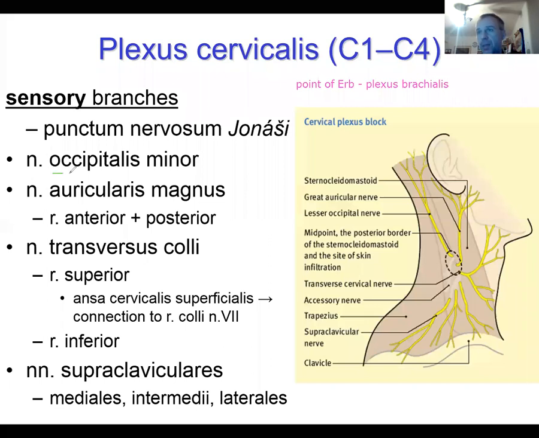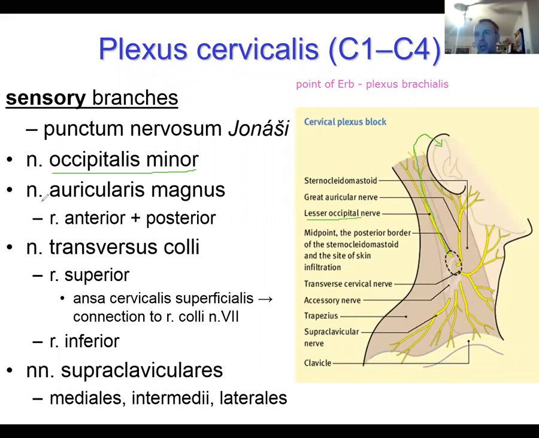So first of them is the lesser occipital nerve. The lesser occipital nerve, when it emerges, runs along the sternocleidomastoid muscle and then gets behind the auricle and supplies the skin behind the auricle as well as the superior medial surface of the auricle. So that means behind the auricle and the superior aspect. So that's the lesser occipital nerve.